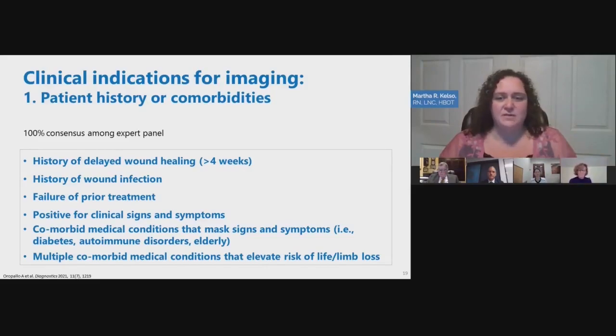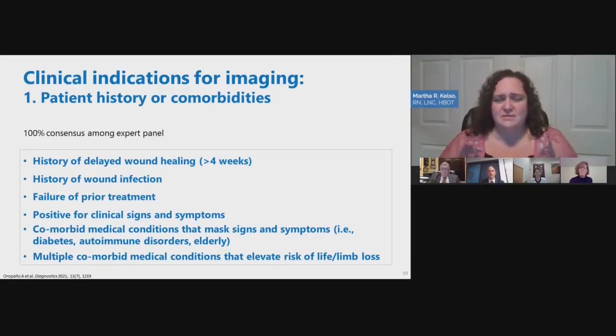Obviously, history of wound infection. If you've had a history of infection, your chance of having a wound infection in the future is elevated or great. Failure of previous treatment. We're doing the right things. We're using good practices for wound healing, and it's failing those treatments, even using advanced modalities. We don't want to spend a lot of money on advanced modalities if they're not going to work. It adds burden to our healthcare dollars. It's frustrating for the patient. It's frustrating for the clinician.